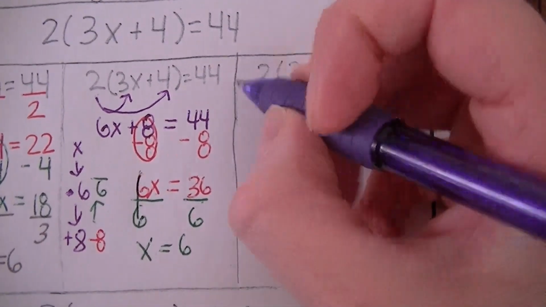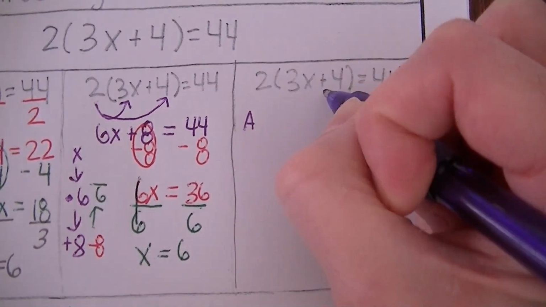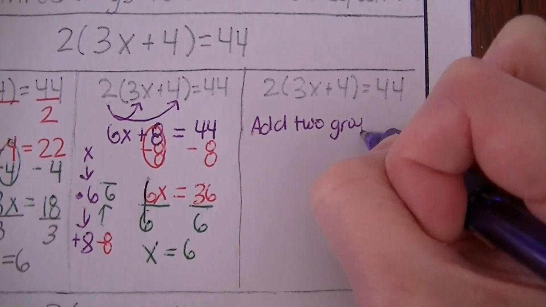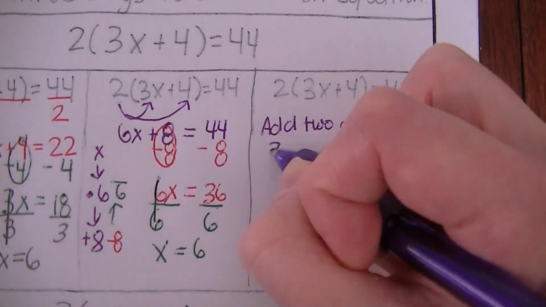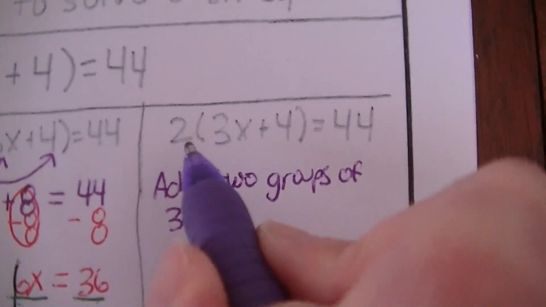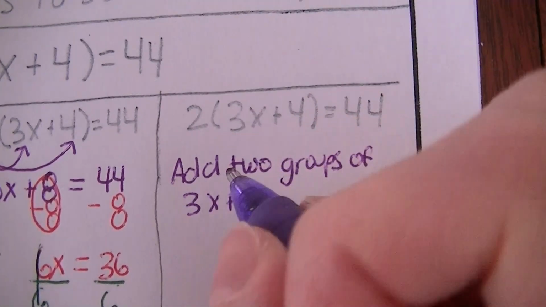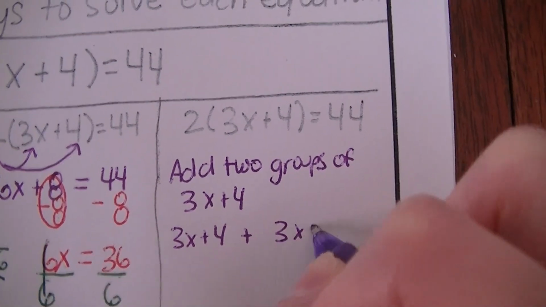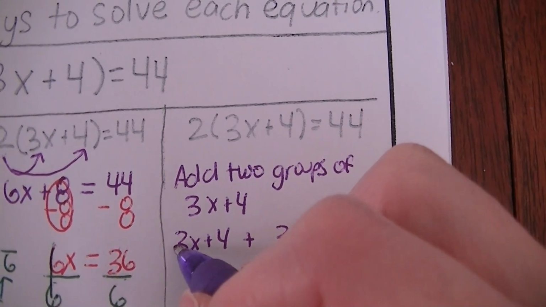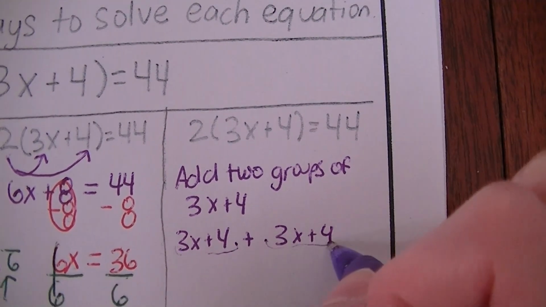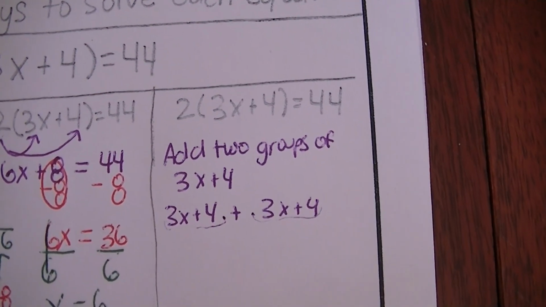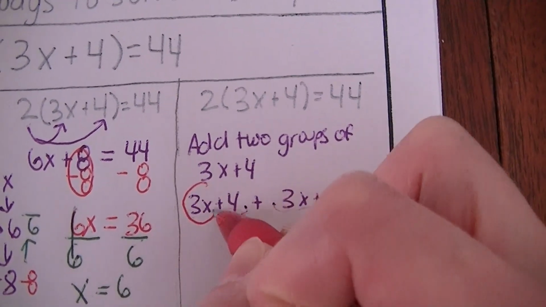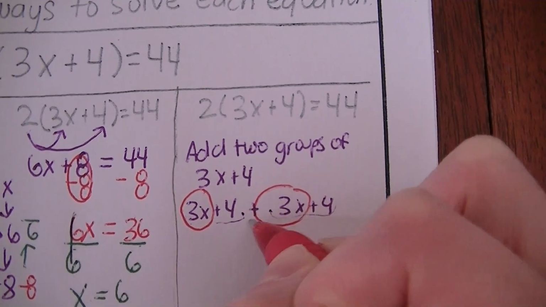And this involves adding 2 groups of 3 times x plus 4. Add 2 groups of 3x plus 4. Okay, because see, it's 2 groups of this. So let's go ahead and do that. 3x plus 4 plus 3x plus 4. Here's your group right there. And then there's a group right there. So there's 2 groups right there. And then go ahead and add them. So I see that I have like terms right here and right there.